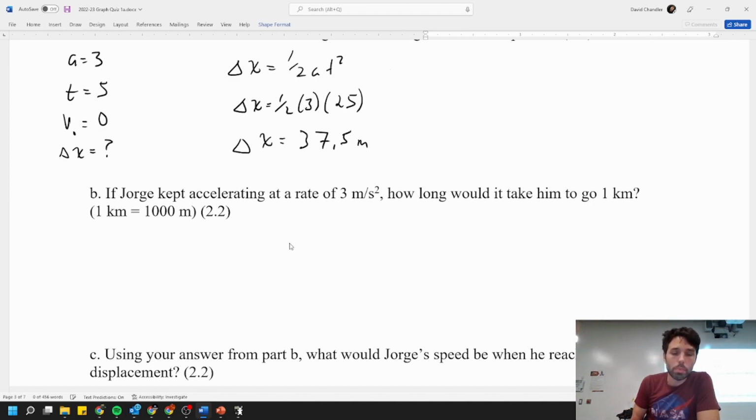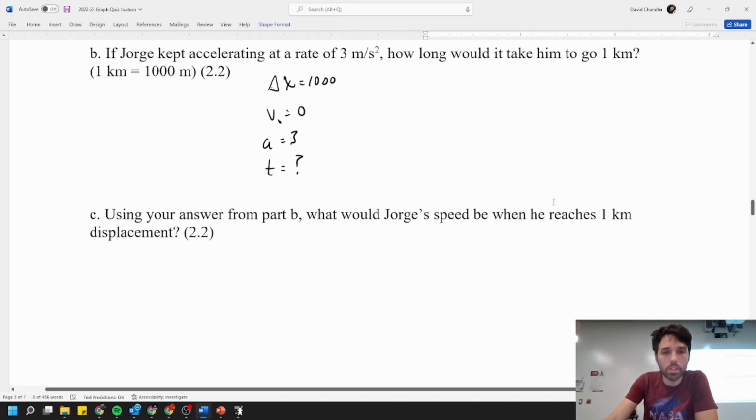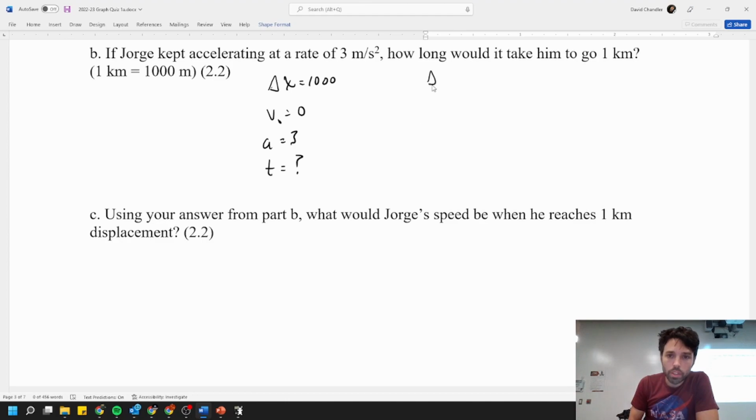So now we're going to say, if my displacement is 1,000 meters, and my initial velocity is still 0, my acceleration is 3, how long would it take to do this? How long would it take to go 1,000 meters? I'm going to use the same equation, delta x equals 1/2 at squared plus v naught t. Again, v naught is 0, so this term goes away because 0 times t is 0. It's just going to go bye-bye, right?